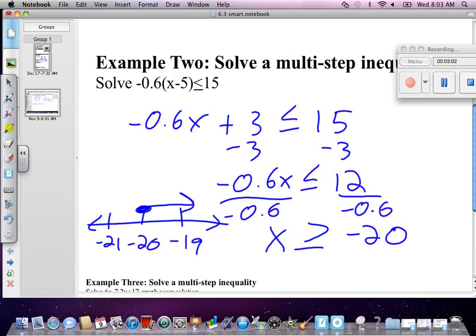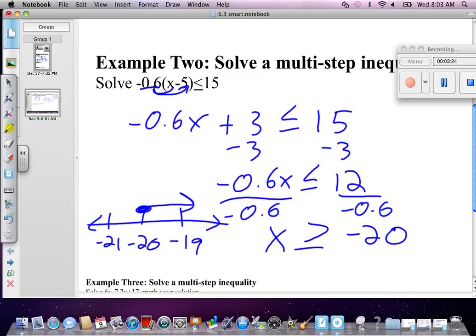How did I get the 3? I did negative 0.6 times x, which is negative 0.6x, and negative 0.6 times negative 5 gives me 3. Multiply. Are we ready to go to example 3, or does anybody have any more questions?